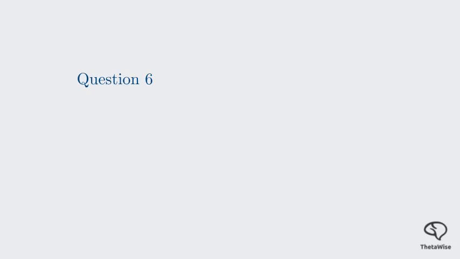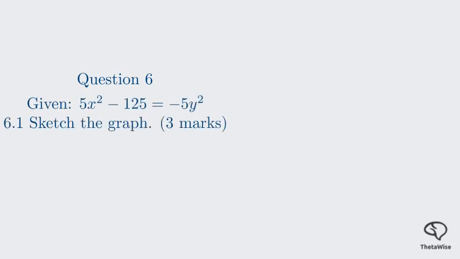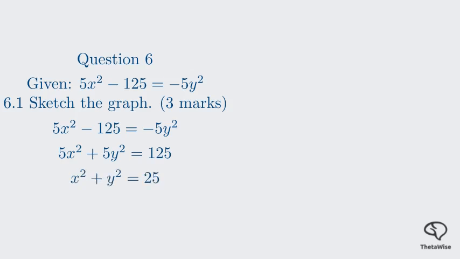Let's analyze it carefully. The question is, given the equation 5x squared minus 125 equals 5y squared. First, for 6.1, we need to sketch the graph. This equation involves both an x squared and a y squared term. Let's rearrange it to see what shape it represents. To identify the conic section, we want to group the x and y terms on one side. Let's start with 5x squared minus 125 equals 5y squared. By adding 5y squared to both sides and adding 125 to both sides, we get 5x squared minus 5y squared equals 125. Now we divide the entire equation by 5 to simplify it.